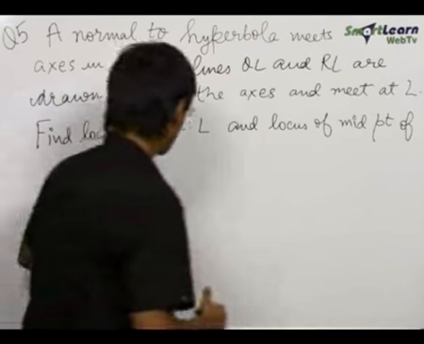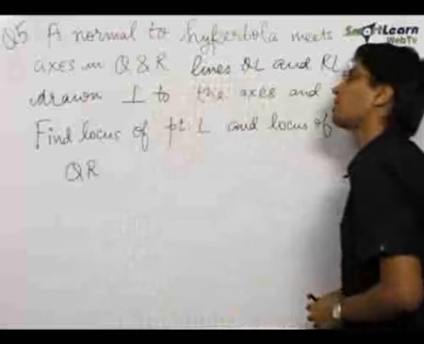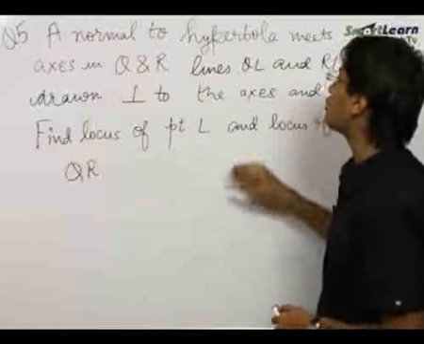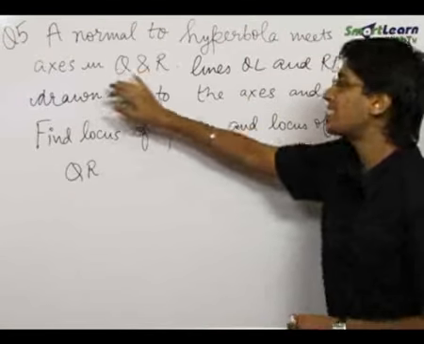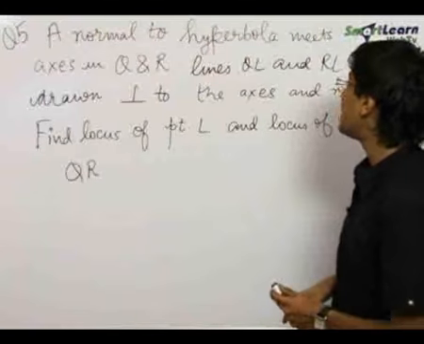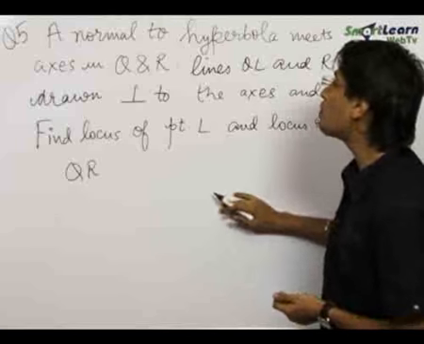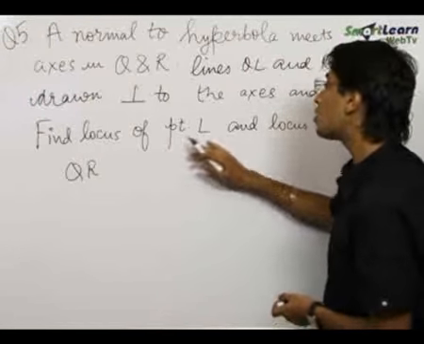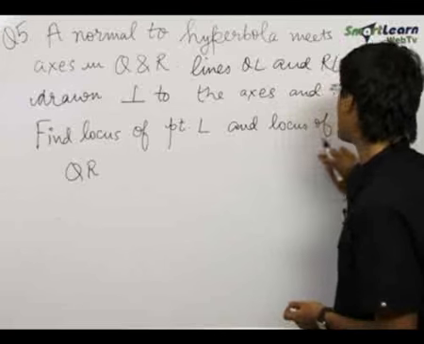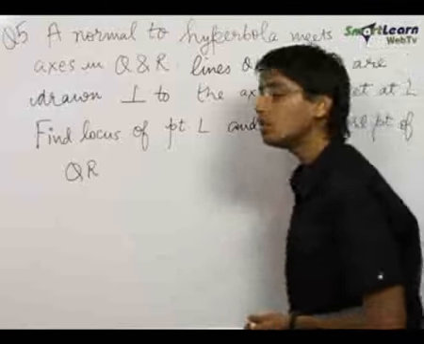Our next problem is also a typical locus problem. We are given that a normal to the hyperbola x square by a square minus y square by b square equal to 1 meets the axis in Q and R. Lines QL and RL are drawn perpendicular to the axis and they meet at L. Find the locus of point L and the locus of the midpoint of the line QR.